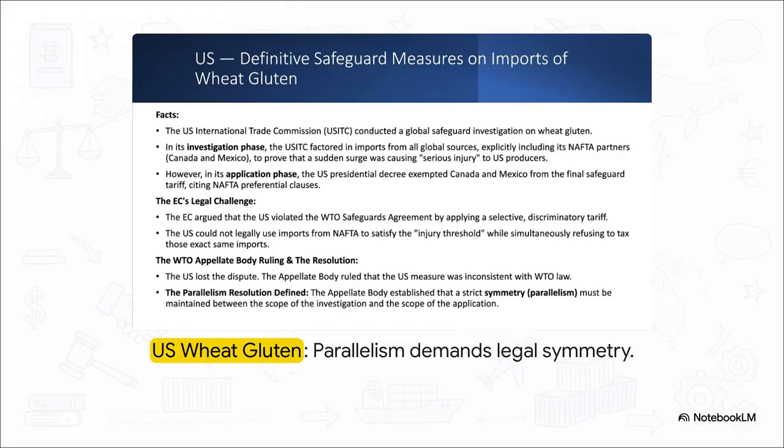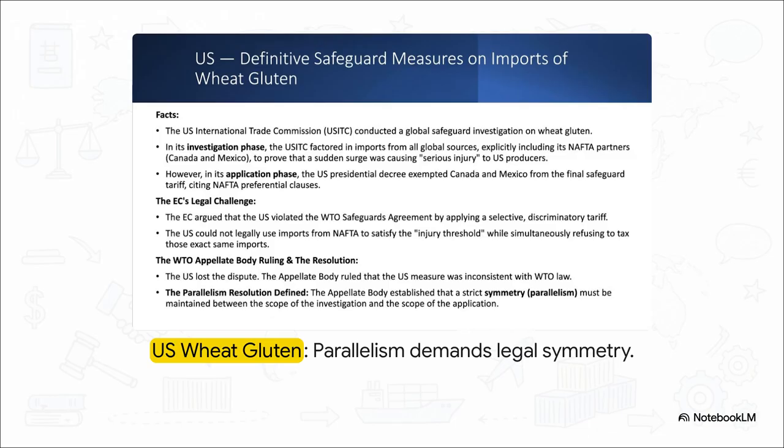wheat gluten case. The U.S. faced a sudden surge of wheat gluten imports and launched a safeguard investigation. In their calculus to prove their domestic industry was suffering serious injury, they included imports from Canada and Mexico. But when it came time to actually apply the protective tariff, the U.S. suddenly exempted Canada and Mexico because of NAFTA. Well, the European Union challenged this, and the WTO ruled against the U.S.